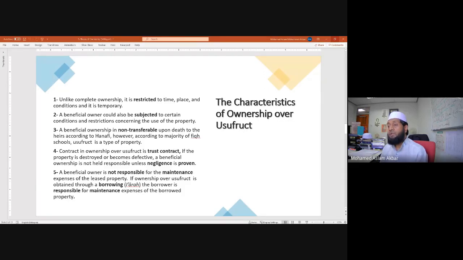Number 5, a beneficial owner is not responsible for the maintenance expenses of the leased property. But there is a difference. In Ijara, when someone is leasing your property, he is not responsible for maintenance; you are the one who is supposed to do the maintenance. He doesn't need to pay for the maintenance. Let's say you are giving him the car on the basis of rental. Of course, he has to fill up the fuel, the petrol, but not necessarily does he have to go and change the black oil.